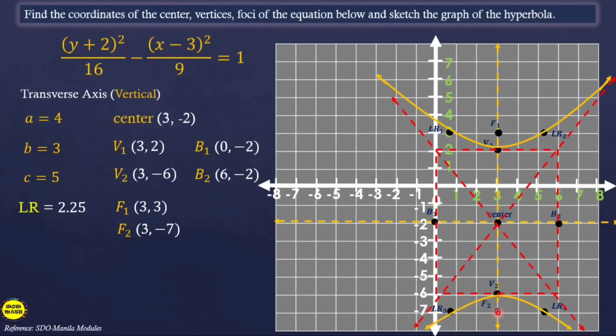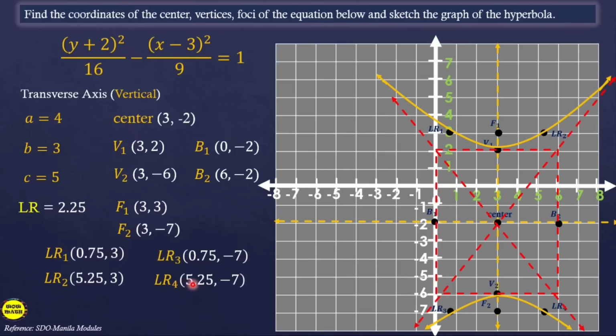Okay, ito yan. And then yung latus rectum natin, yung LR1, so 0.75, and then itatapat natin kay 3. So, ito yon. Yung LR2 naman natin, that is 5.25. Okay, ito yung 5 natin, di ba? So, dito siya banda, 5.25 and 3. Same with yung LR3 natin, that is 0.75, then negative 7. Yung LR4 natin, that is 5.25, negative 7.